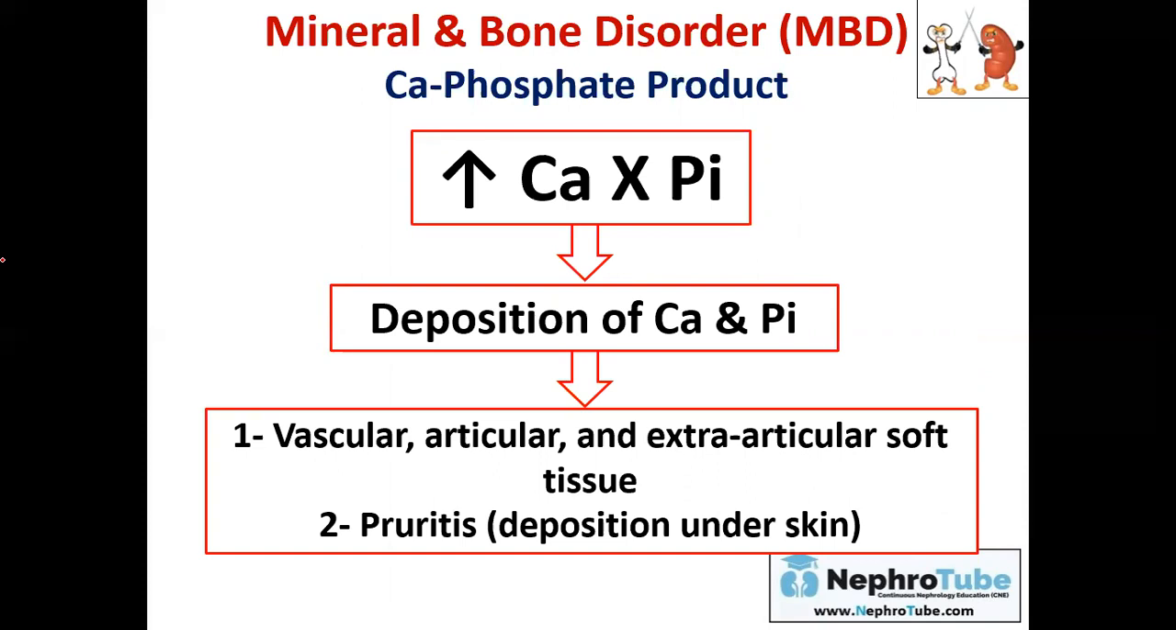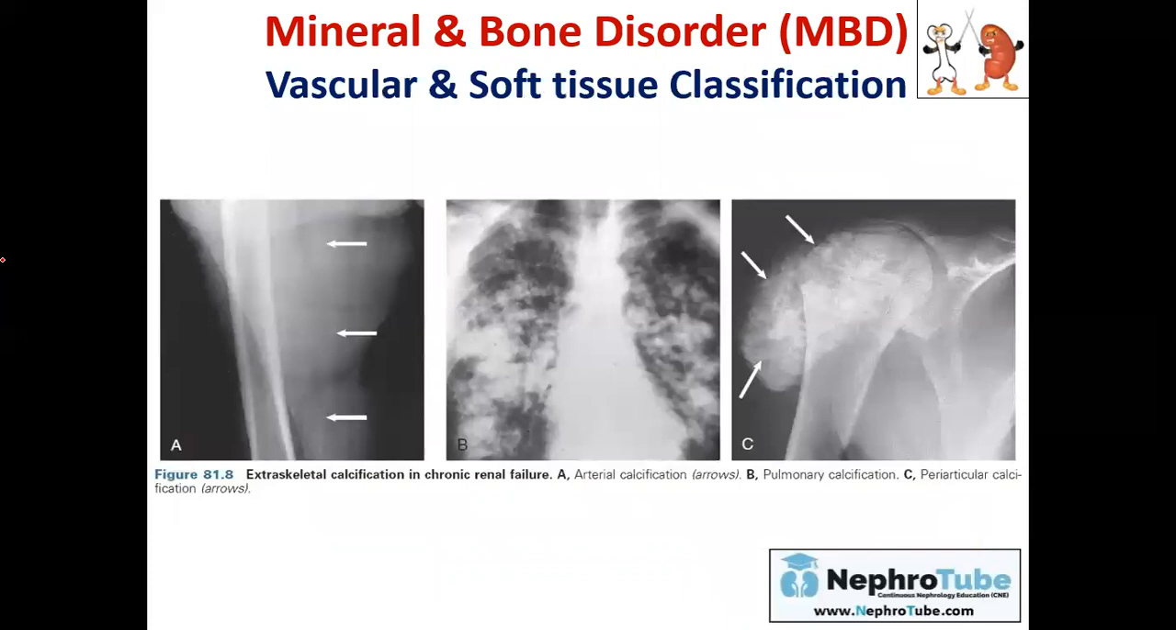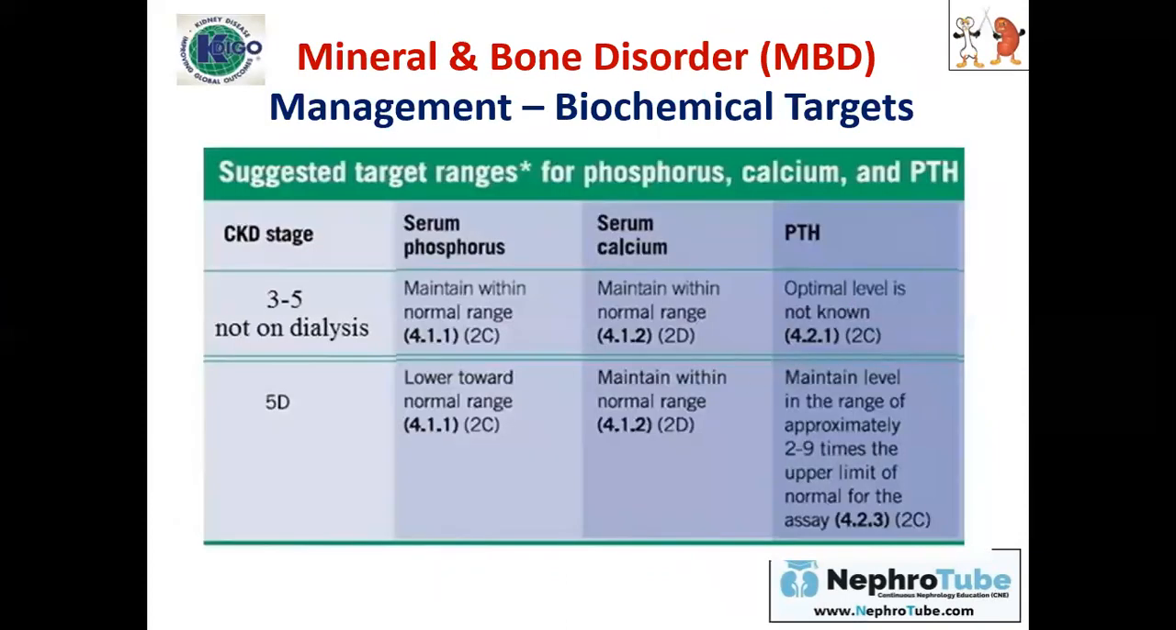which may cause pruritus. This is an example of the calcification of the vessels and soft tissues. Here is a calcified blood vessel, calcification in the lung, in the shoulder, and it is important for us to know the targets for the management of CKD-MBD.